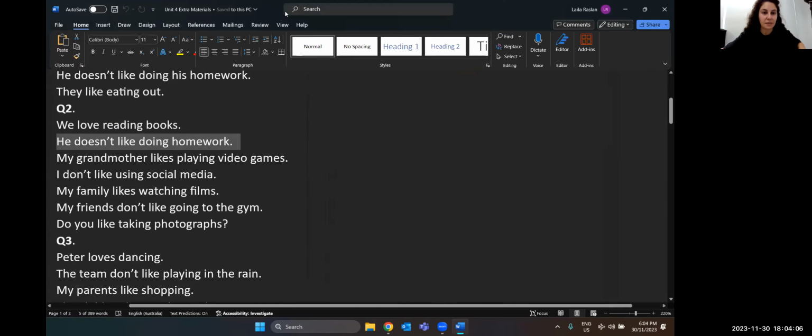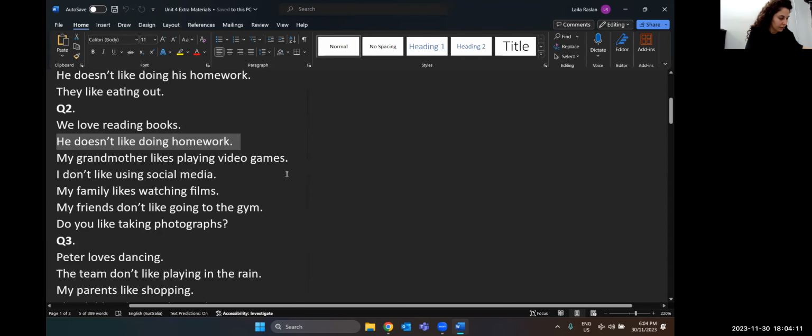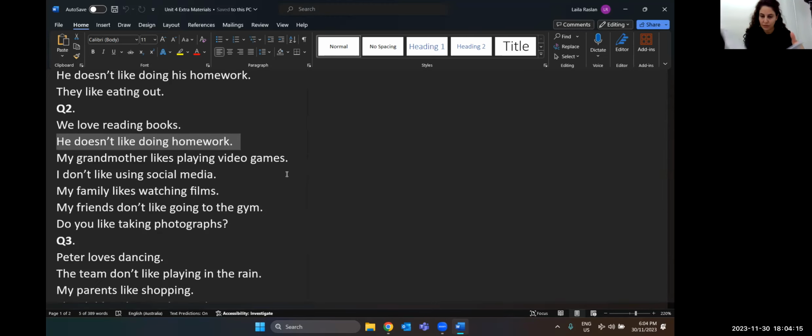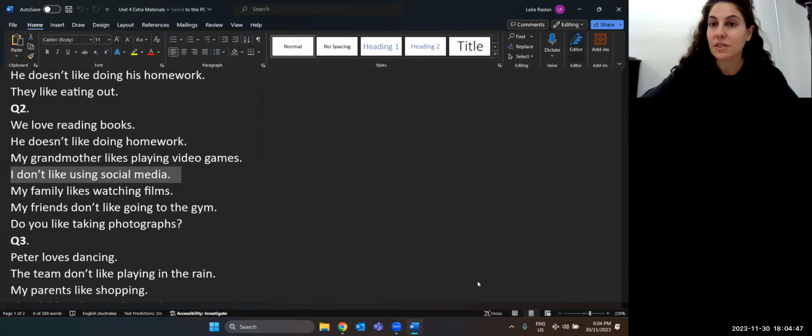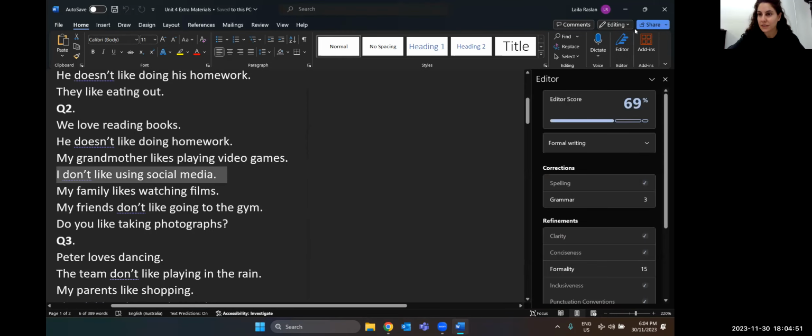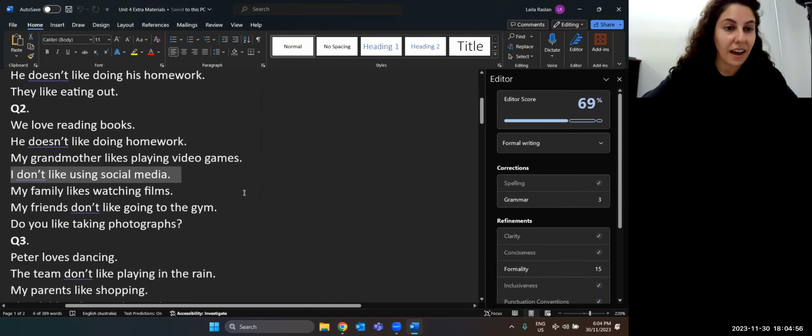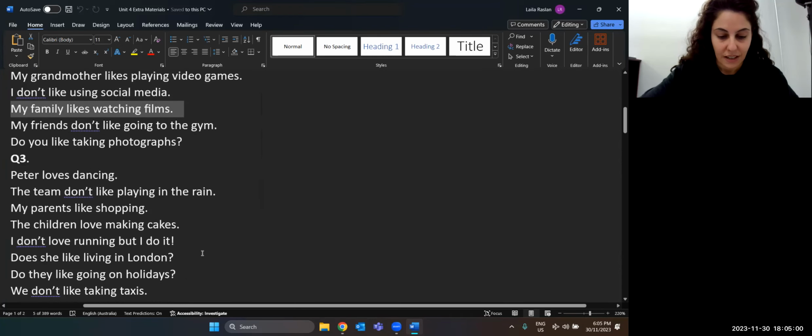My grandmother likes video games. So my grandma likes video games, or my grandmother likes playing video games. I don't like social media. I don't like using social media. My family likes films. I like watching films. My family likes watching films. My friends don't like the gym. My friends don't like going to the gym.